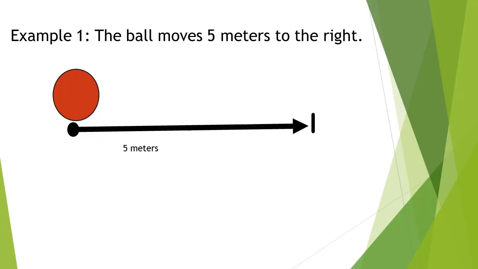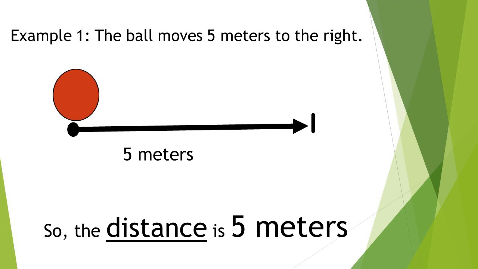Okay, first, let us have this situation. First example. Suppose this ball from this starting point moves 5 meters to the right. What do you think would be its displacement or distance? Okay, first, the ball from this point moves 5 meters to the right. What is its distance?